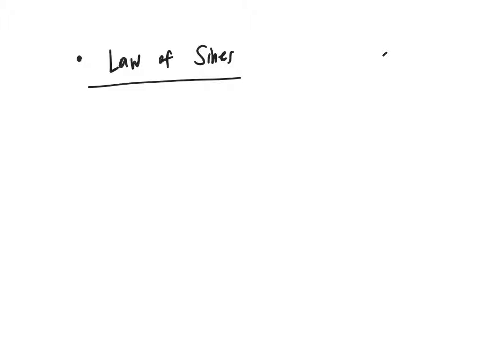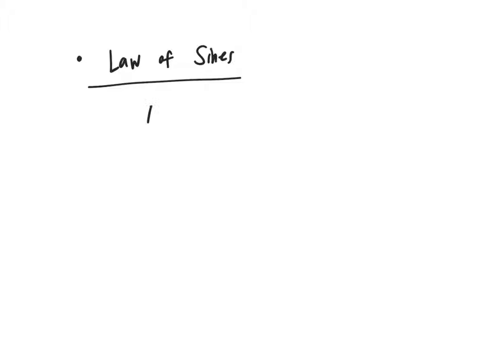If you have a right triangle, then you can use the Pythagorean theorem or SOHCAHTOA to find the missing parts. But what if you have a non-right triangle? That's where the law of sines comes in, as well as the law of cosines, which will be from 10.6. Let me go ahead and show you where the law of sines comes from first.